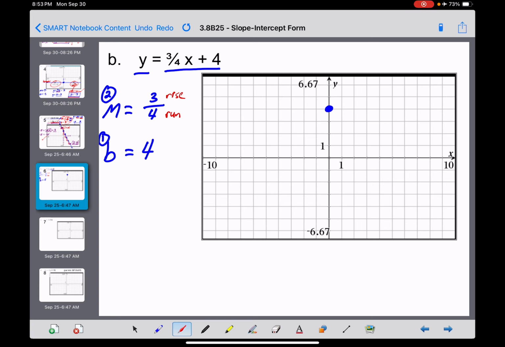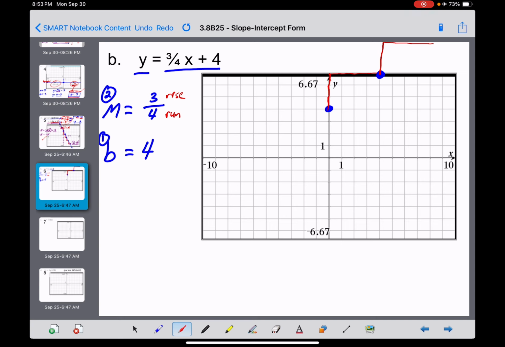From this point, I would go up 1, 2, 3, and run 4 units to the right. 1, 2, 3, 4 would get me to right about there, and then I have another point there that this line passes through. Now, I'd love to tell you to do that again, but if I tried to go up 3 and right 4, you'll notice I'm kind of off the graph.